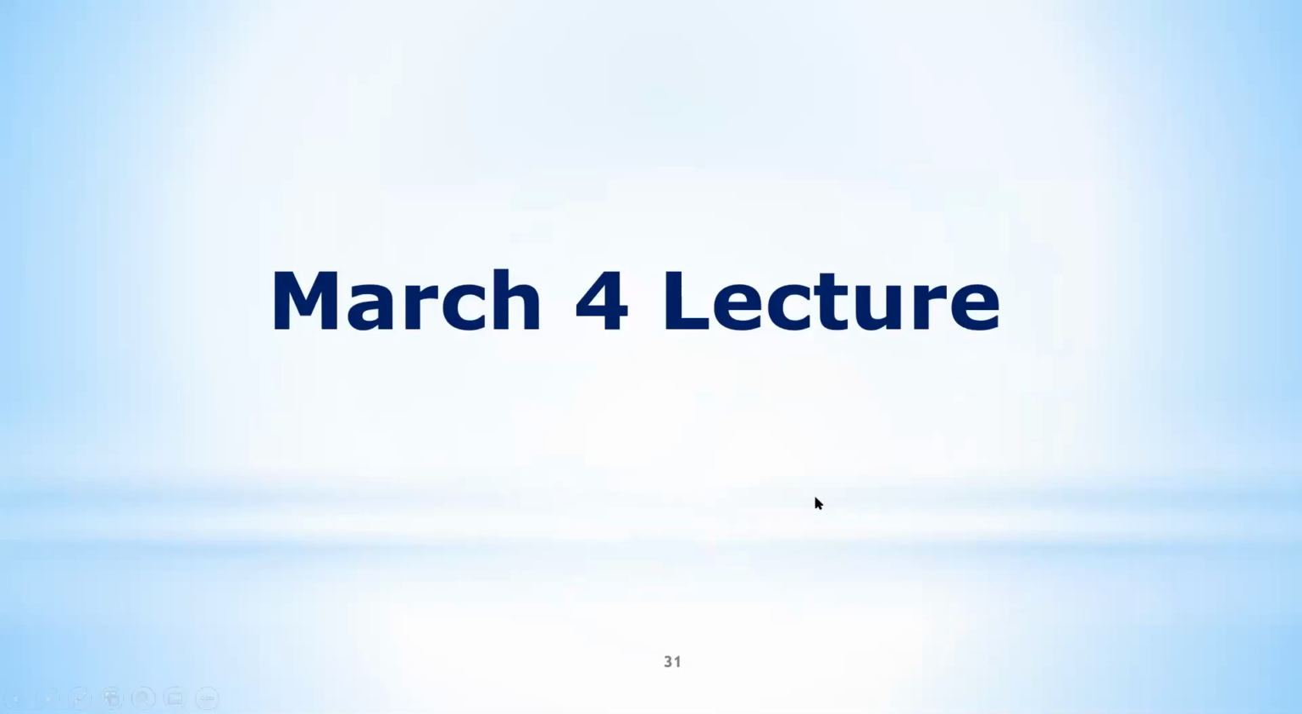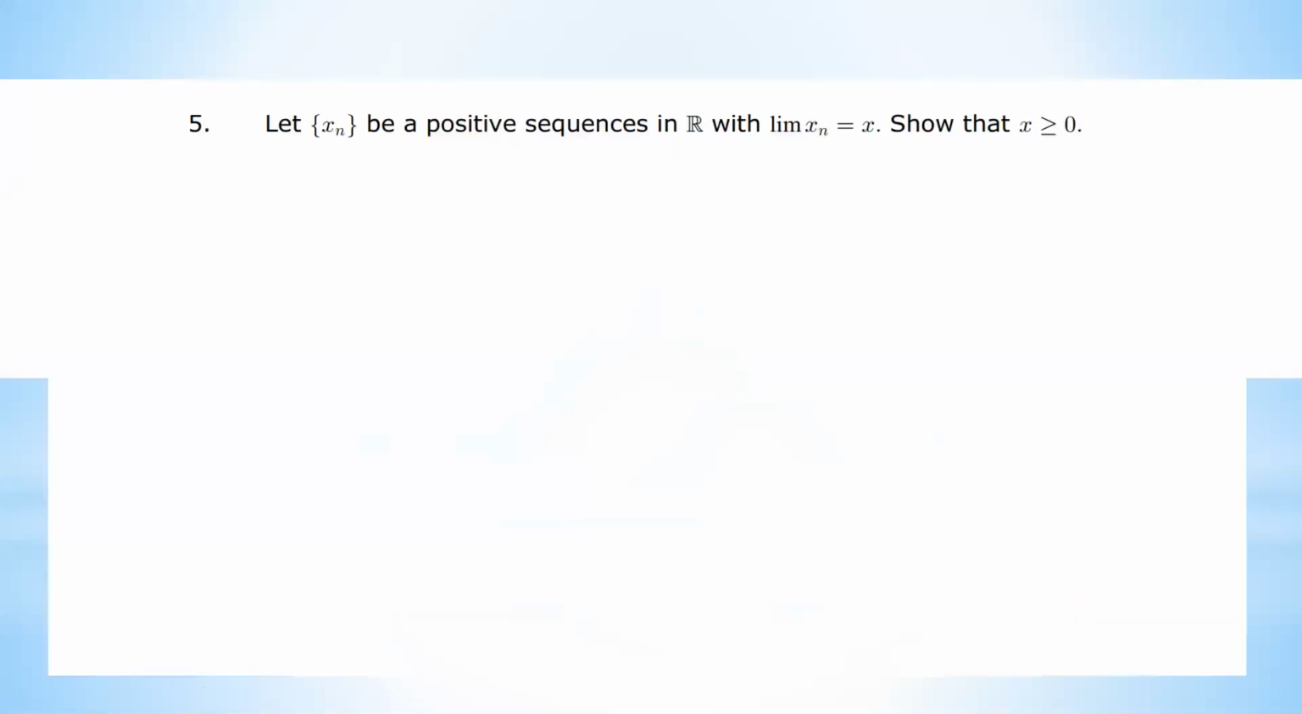All right, so let's begin today's lecture. I would like to talk about number 5. Now here's the question. Suppose we have a sequence, and each term is positive. I mean, xn is positive. And suppose the limit of xn exists and equals x, and you need to show that x is greater than or equal to 0.